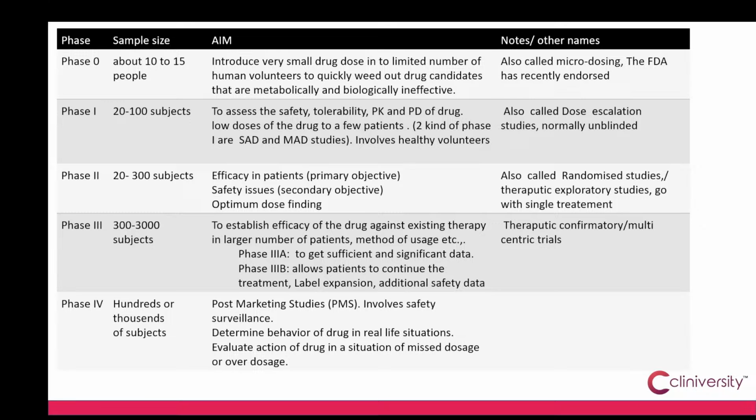And in phase 3, the main aim is to establish the efficacy of the drug against the existing therapy in a large number of patients. And we have two stages actually. The first stage is to get sufficient data, and the second stage is to follow up. The patients are continued and we follow up, and we are expanding the label from clinical trial usage to real world usage.